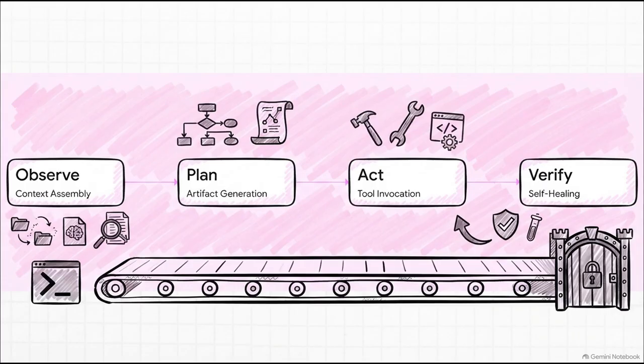Let's say you issue a command, like asking it to refactor an authentication module. Well, first it observes, assembling deep context from your directories and memory files. Next, it plans, generating structured artifacts like an implementation plan before it takes any destructive action. Then it acts by invoking native tools deterministically. And finally, it verifies. It validates those mutations by running test runners and linters, and crucially, feeding any errors right back into the context so it can self-heal. This continuous engine is exactly what propels the agent directly down the line toward our heavy security gates.